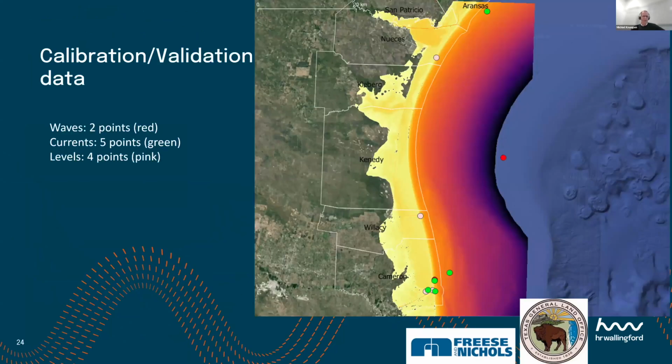We had some data to validate the model, but given that the model is about 200 kilometers along the shore, and we had current measurements in 5 locations, water levels in 3, and 2 wave points. That's not very much for the size of the area, but that's the only thing we had available, so we had to do with what we had.